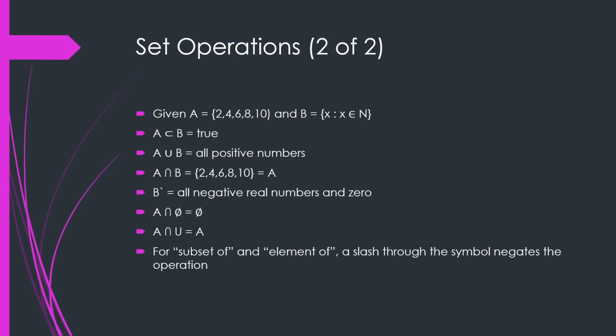And for subset of and element of, you're not going to see this anywhere in our assignments, but you can take those and you can put a line through them to negate it. So a diagonal slash mark through the subset of and element of symbols would read as not a subset of and not an element of.